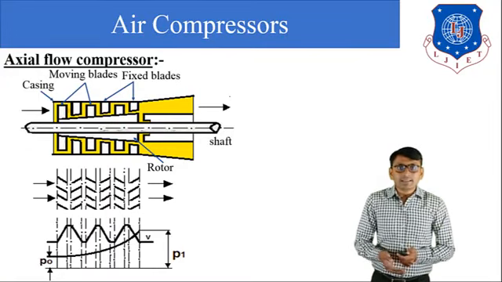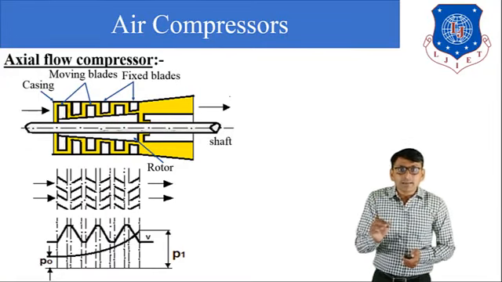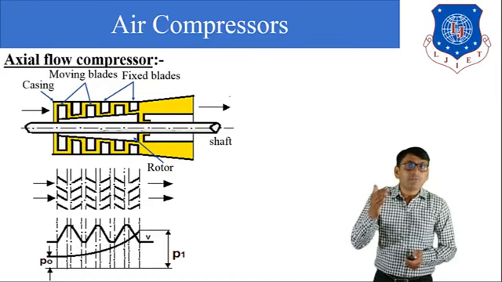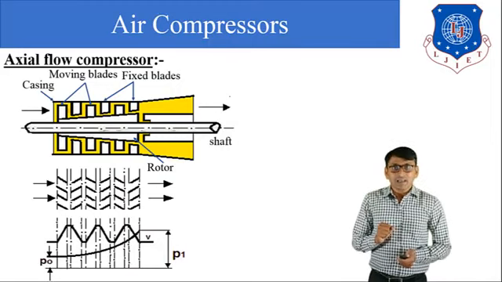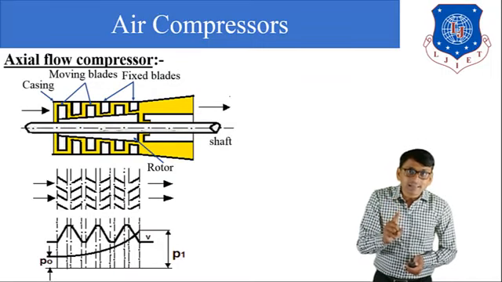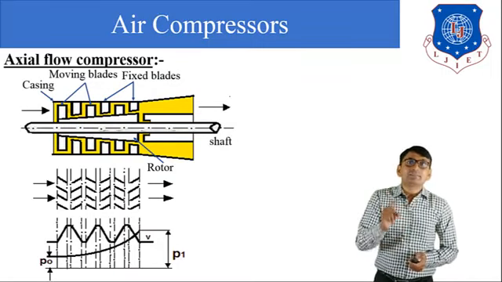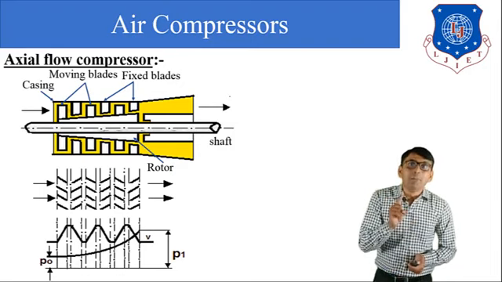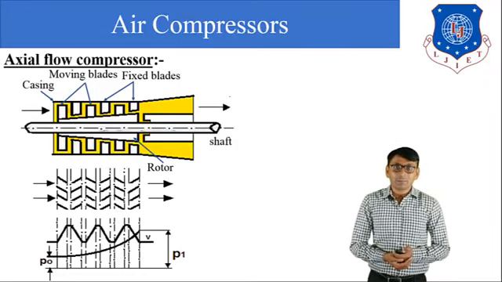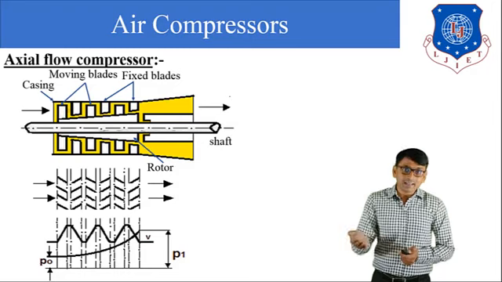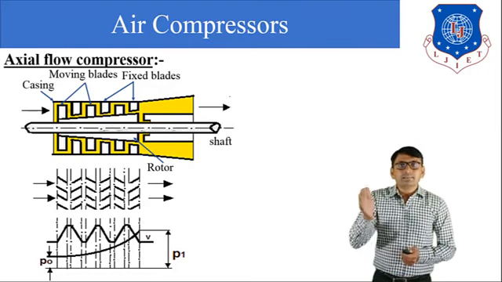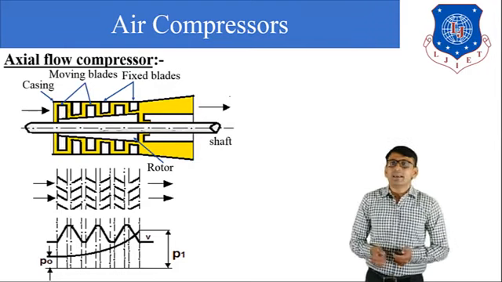Now, when this air passes through a moving blade, its pressure increases and velocity also increases. Then it passes through a fixed blade, and when it passes through the fixed blade, its velocity decreases but pressure increases. So in both cases pressure increases, but velocity increases or decreases. And then this high pressure air is supplied to a particular application.